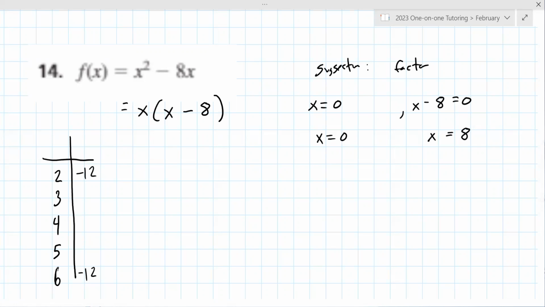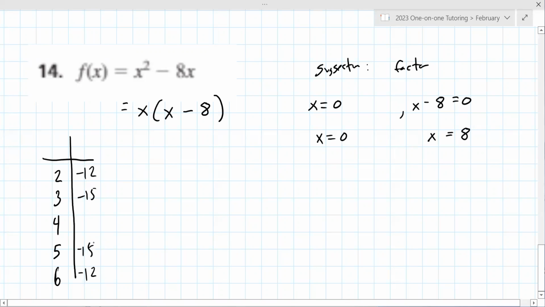Okay. Then for 3, negative 15. Okay, good. And the same for 5. And then for 4, it's negative 16. That is correct. Okay. So again, kind of a rough sketch.